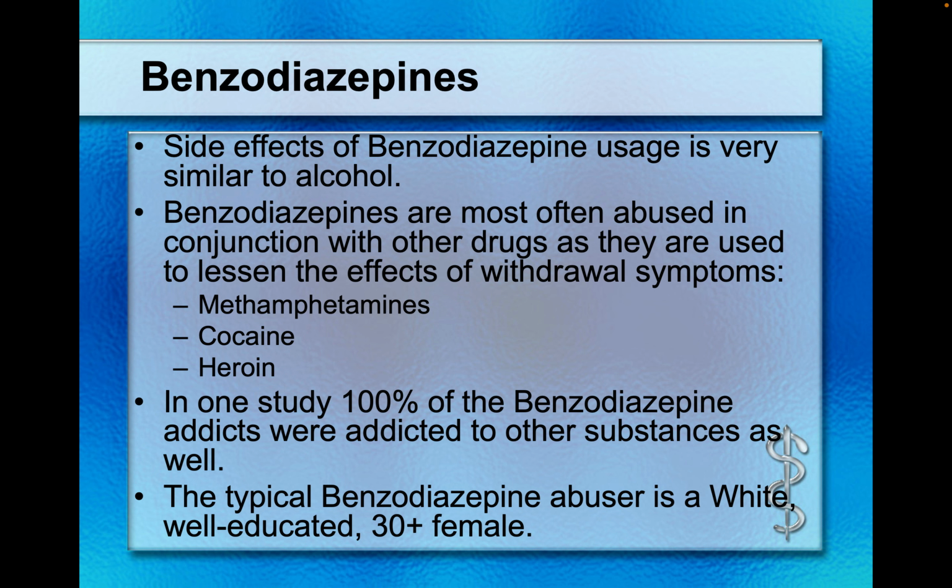Benzodiazepines are most often abused in conjunction with other drugs, as they are used to lessen the effects of withdrawal symptoms. Methamphetamines, cocaine, and heroin. In one study, 100% of benzodiazepine addicts were addicted to other substances as well. The typical benzodiazepine abuser is a white, well-educated female, 30 years old or older.